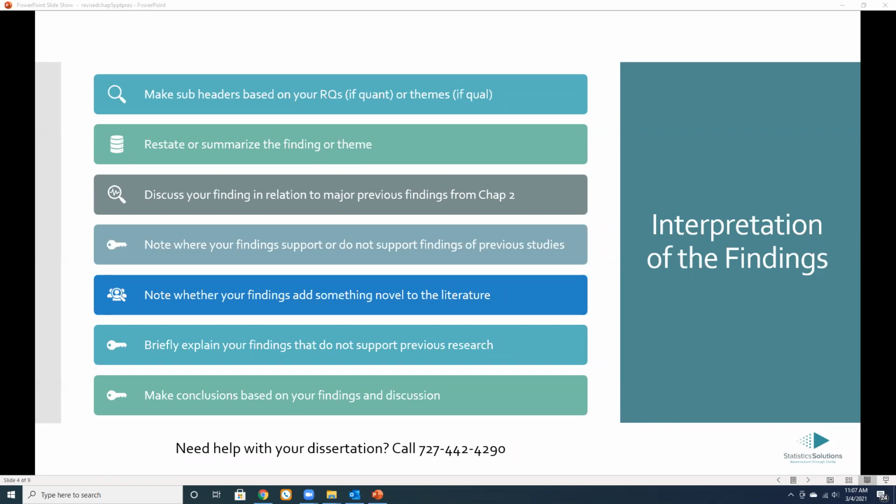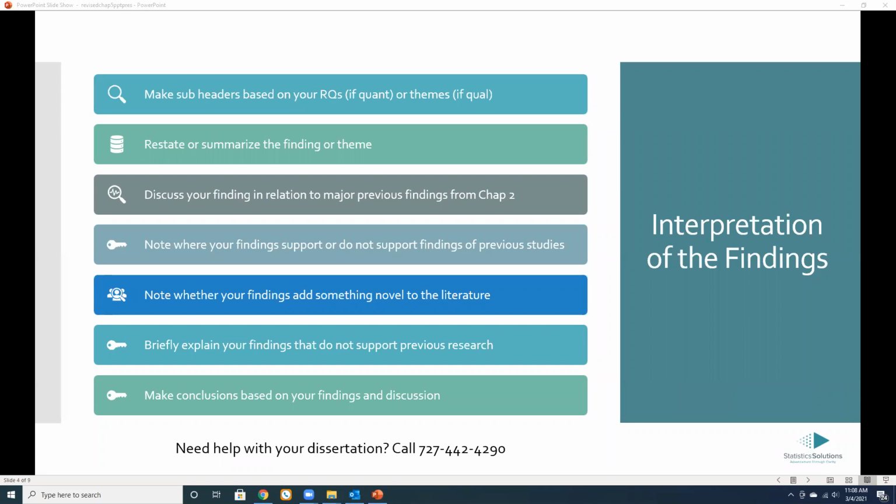You can make conclusions based on your findings, right? So if your findings support previous findings, you can conclude something about that. If it's a quantitative study and you're trying to determine if 2 factors are related, a correlational study, and you find that they are, and that supports previous research, well, you can pretty safely conclude that, yeah, these factors are related, and your study confirmed that.